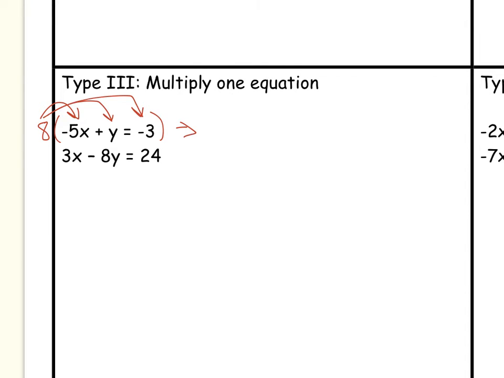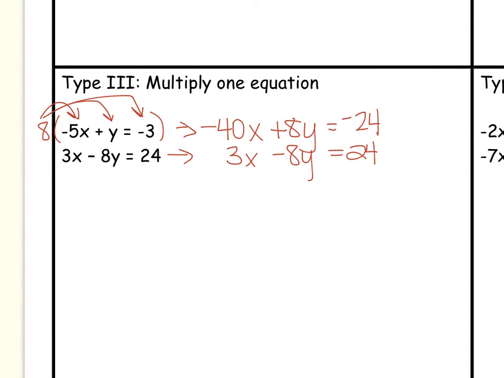What we end up getting: 8 times negative 5x is negative 40x, 8 times y is 8y, and 8 times negative 3 is negative 24. This equation didn't change, so I'm just going to rewrite it: 3x minus 8y equals 24. Now we can do the same thing we did with adding to eliminate. We can just add these equations together. Negative 40x plus 3x is negative 37x. These two cancel to 0y, and then negative 24 plus 24 is 0.